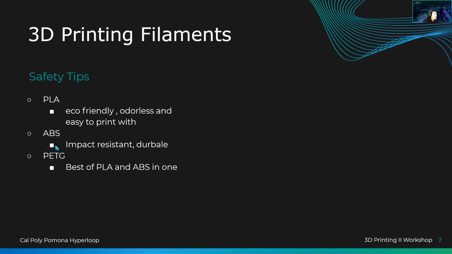And then there's ABS, which is impact resistant and really durable. My roommate works for a company where he has to remake designs and then 3D print them to test them. And he says that he usually uses ABS because it's really durable, so it's a lot easier to do testing with, and you're less likely to break whatever part you just printed. And there's also PETG, which is the best of both worlds of PLA and ABS. So it's eco-friendly and can be odorless and easy to print with, and it can be really durable, which is nice.